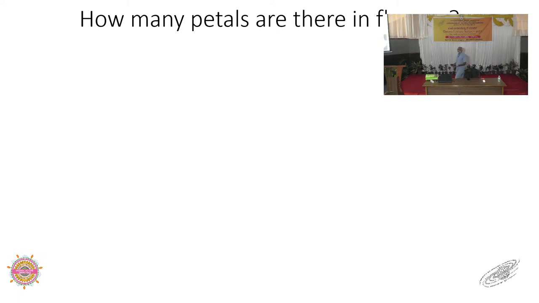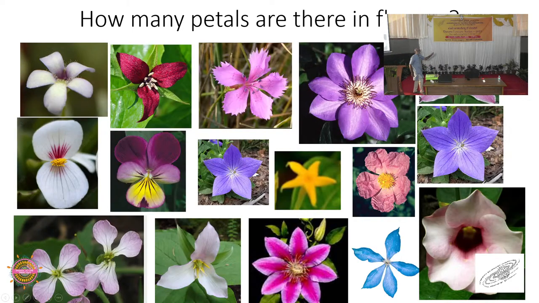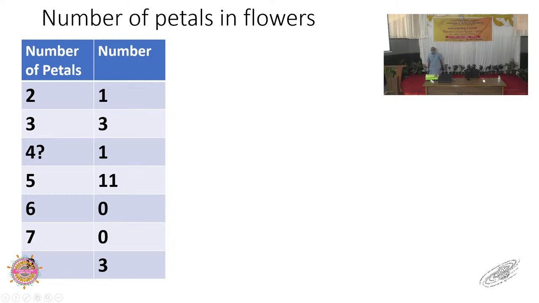So what kind of flowers are more? Flowers with three petals or one petal or two petals or four petals or five petals? Which is more abundant? Yes? Five is more abundant. In fact, I made a list here. How many flowers were there with two petals, three petals, four, five? As you can see, there are more flowers with five petals. But is that all? Let us now take some more.